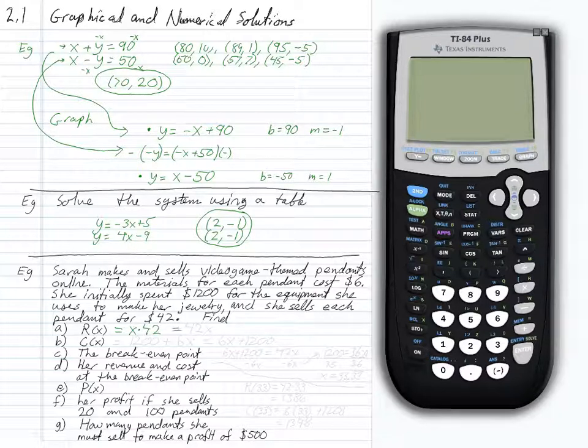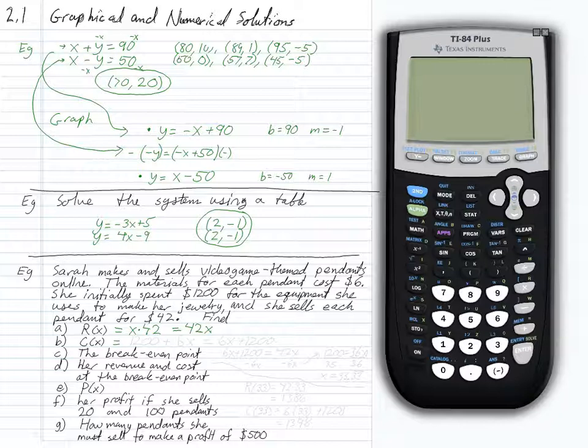So the revenue is simply going to be the number of items times how much she can sell them for. So we might say that the revenue function is a function of the number of pendants that she sells, and she makes $42 per pendant, so that would be 42x. If she sells 1 pendant, she makes $42. If she sells 2, she would make 42 times 2, or 84.